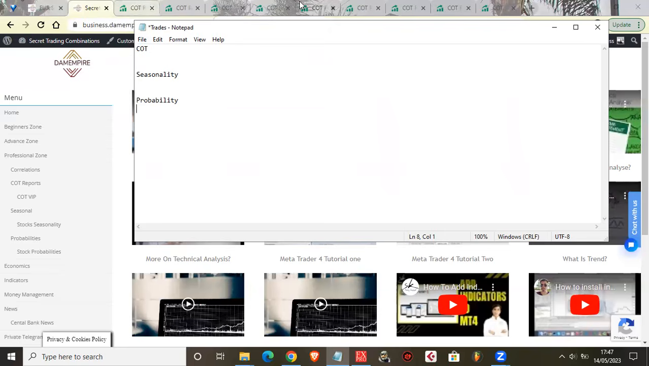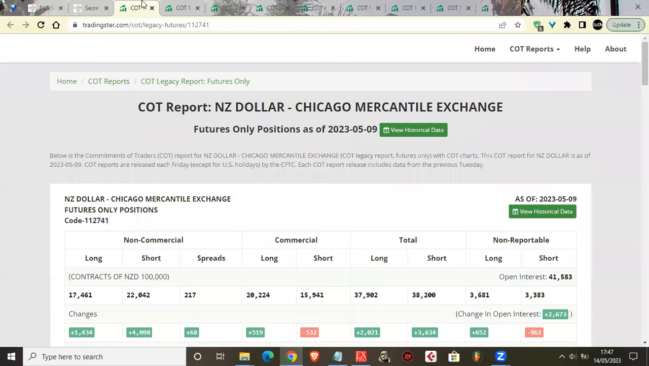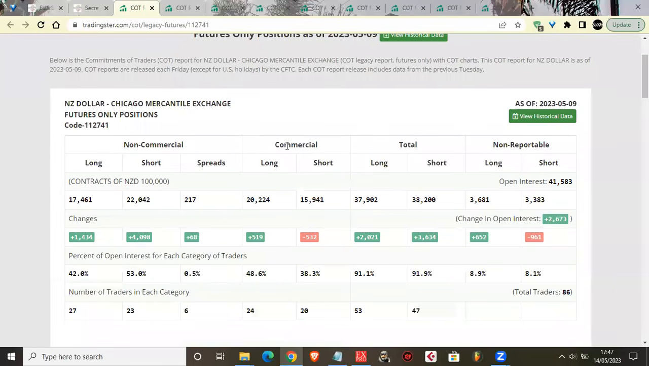The first thing is to look at the COT report and determine which side the commercials are swaying to. We look at the commercials only, not the non-commercials and non-reportables. Then we take trades in alignment with that. What we look at is the changes only, because the COT report lags by a week. It's released once every week.